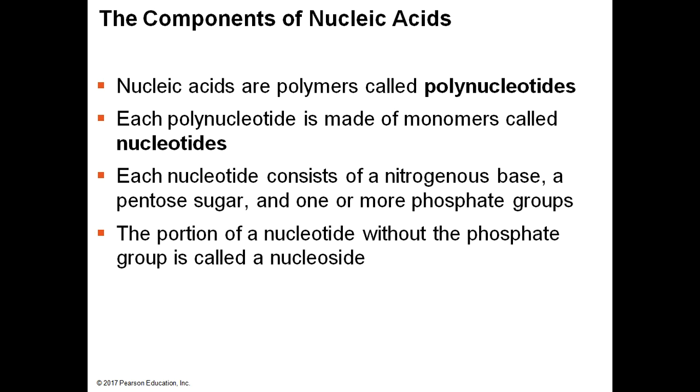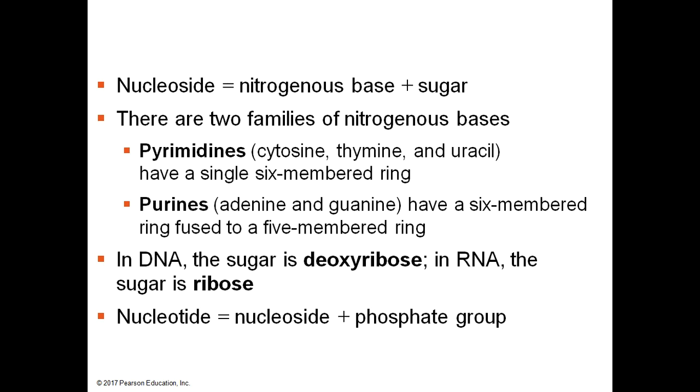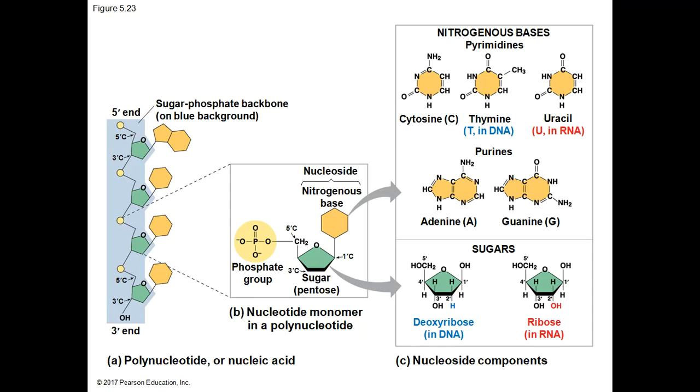Each nucleotide consists of a nitrogenous base, a pentose sugar, and 1 or more phosphate groups. The portion of a nucleotide without the phosphate group is called a nucleoside. So the nucleoside is the nitrogenous base plus the sugar. There are 2 families of nitrogenous bases. The pyrimidines, which are cytosine, thymine, and uracil, have a single 6-membered ring. And then there's the purines, adenine and guanine. They have a 6-membered ring fused to a 5-membered ring. So in DNA, the sugar is deoxyribose, and in RNA, the sugar is ribose. So the nucleotide is equal to a nucleoside and a phosphate group.